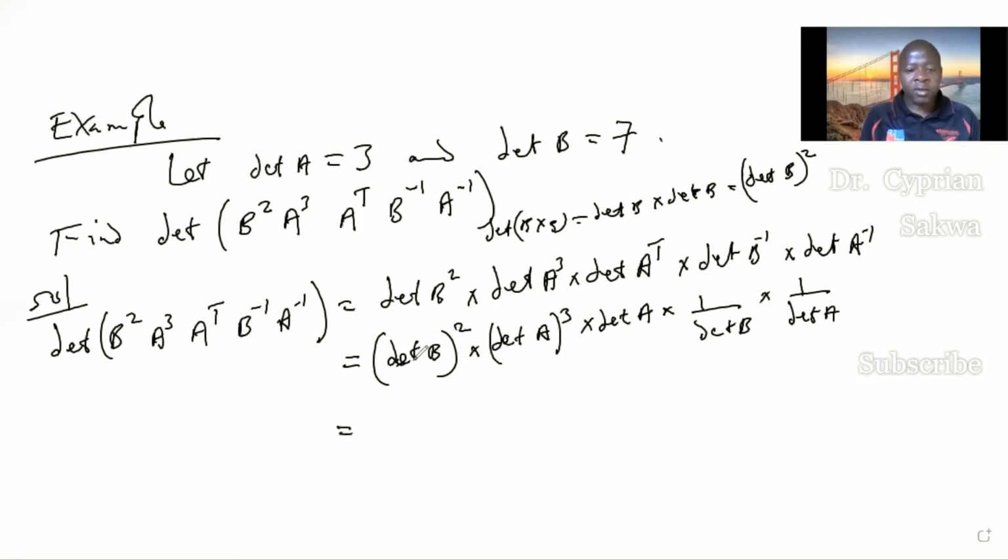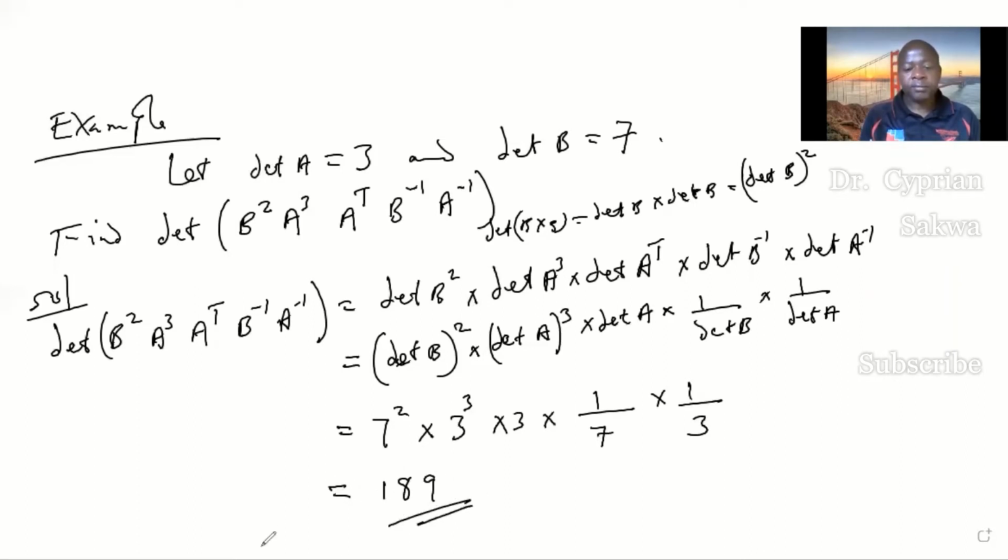But the determinant of B is 7, so you're talking of 7 square. And this one, the determinant of A is 3, so it's 3 cubed there. And the determinant of A is 3. And 1 over the determinant of B, which is 7, and 1 over the determinant of A, which is 3. And when you do this using a calculator, you would get 189. That's the determinant of this. So I've just used that theorem.